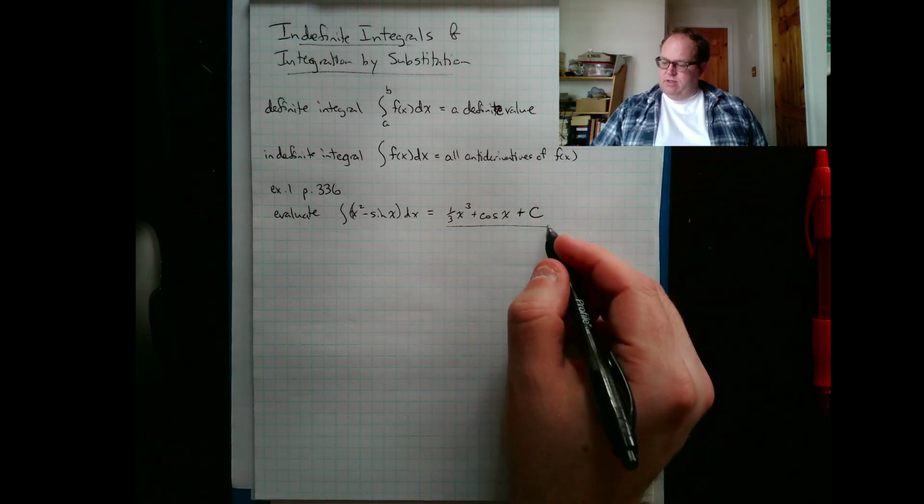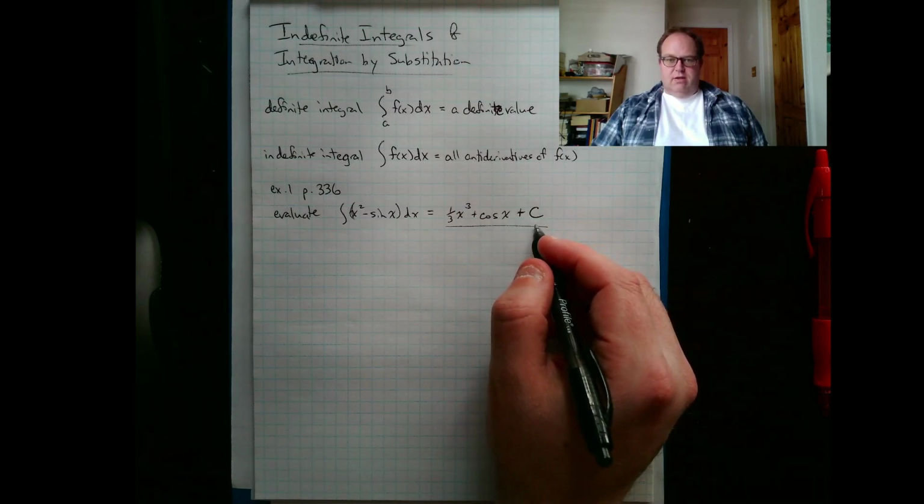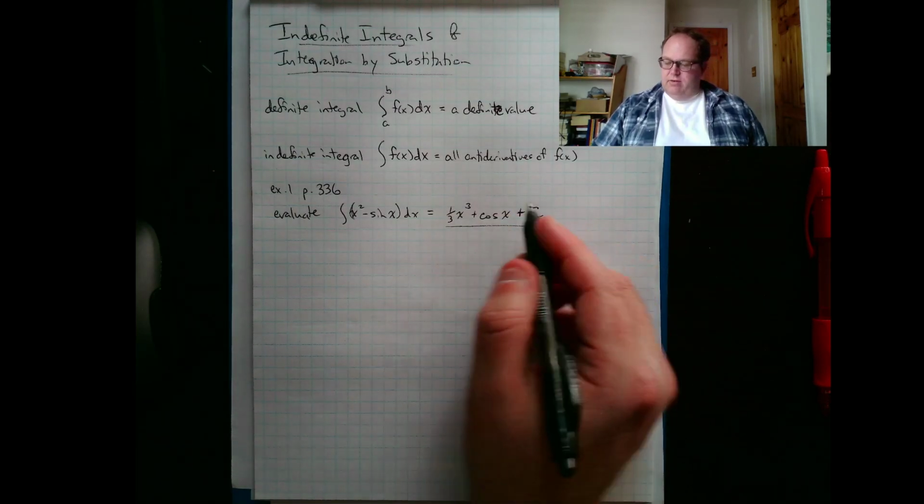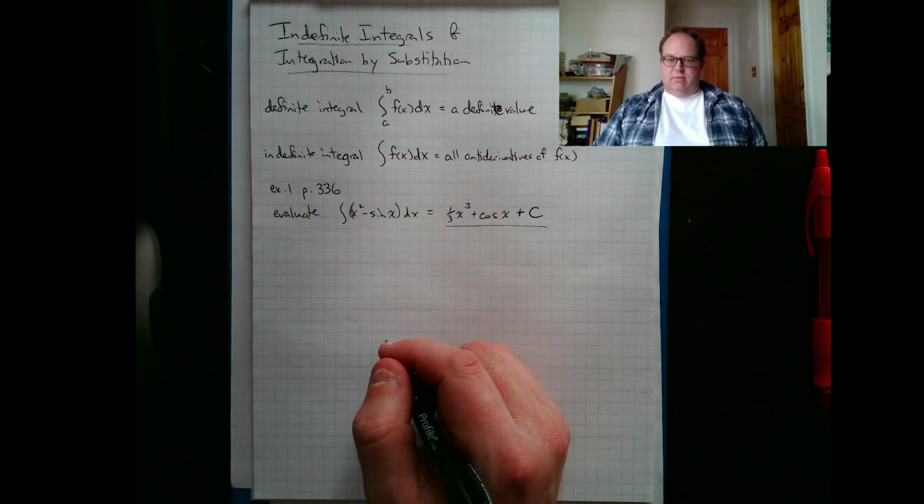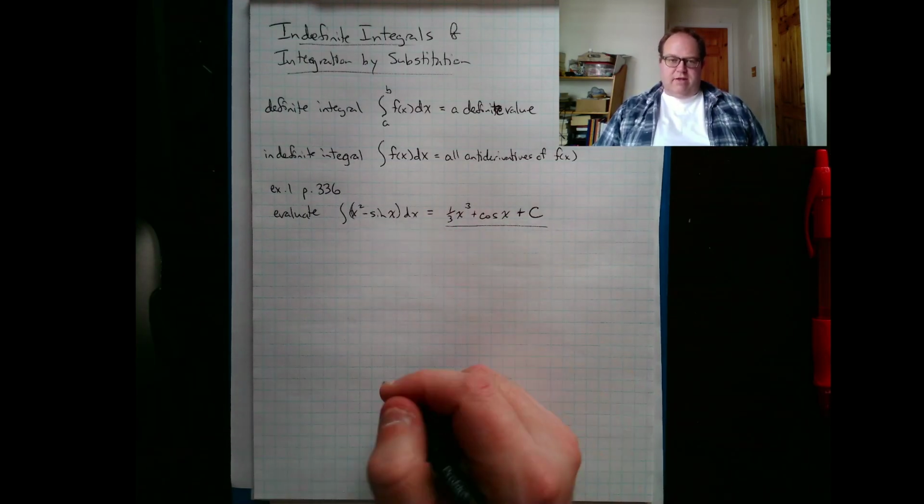And what this represents with that constant tacked on the end is all possible antiderivatives of x squared minus sine x, and that is the indefinite integral of x squared minus sine x.